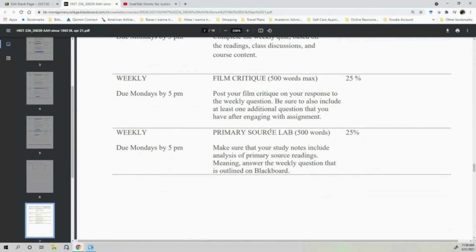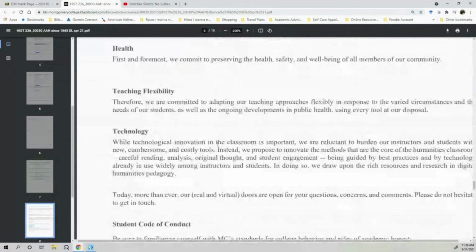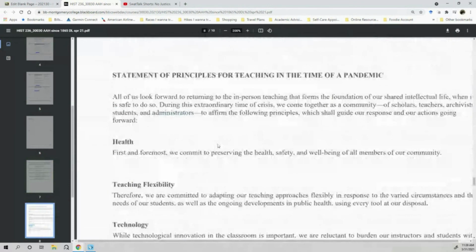Primary source lab. You will post your response to the questions, read the primary source document that I upload by the Monday at 5. So that's what it looks like. The folder will be open Monday for the next set of work. So April 5th, Monday, that's when I'll open up the next one for the following Monday. And that's how we'll go through the class, the flow, until the semester is over.